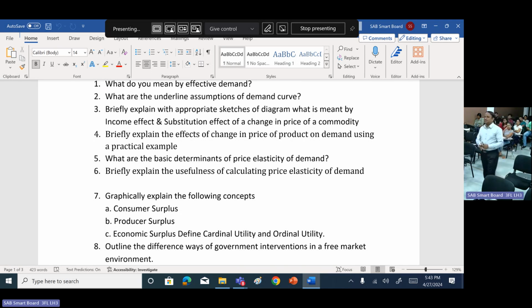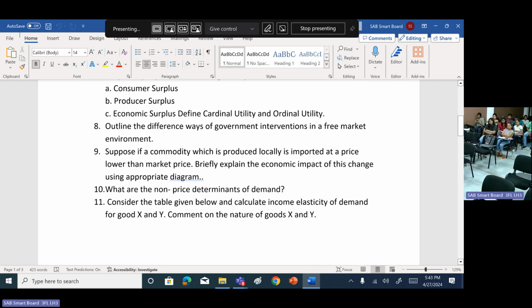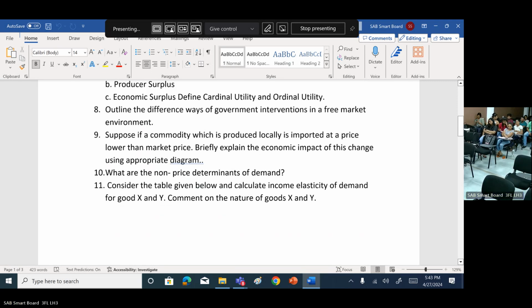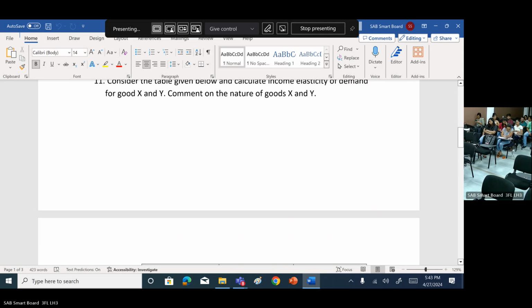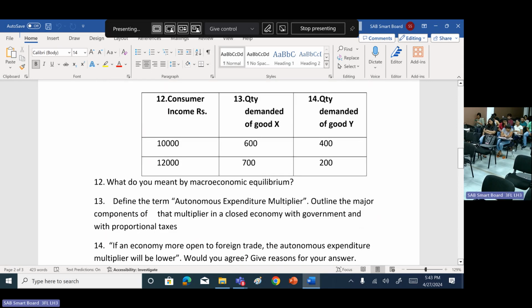Now here also producer surplus and consumer surplus are very important. And the market situation and government interventions, especially the tax case, are also very important.